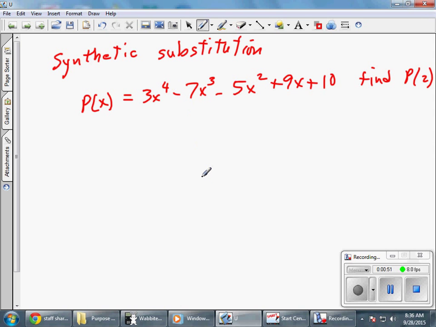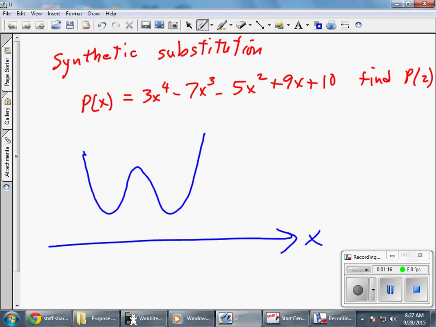Four. Very good. It can have at most 4. It might have 3. It might have 2. It might have 0 roots, because these even functions, the 4th degree polynomial, can have no roots at all. What will the graph look like roughly? Yeah, like a big W. So it may or may not cross the x-axis. Okay? Good. That's a quartic. Q-U-A-R-T-I-C, a quartic function.